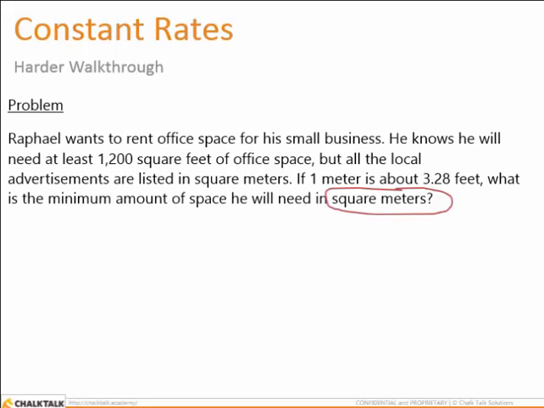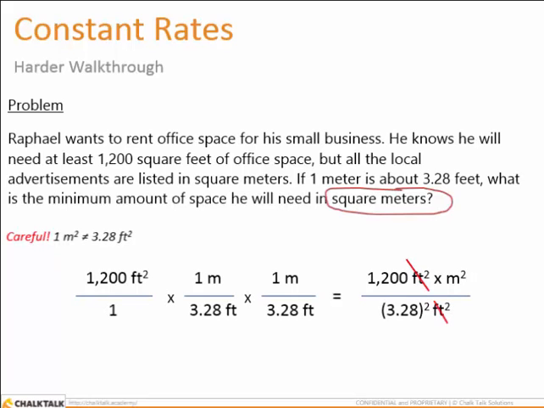The trick here is that although 1 meter is about 3.28 feet, 1 square meter is not about 3.28 square feet. What we actually have to do is multiply our original value in square feet by the conversion factor twice in order to cancel out the feet squared. So we put 1,200 square feet over 1 and multiply it by 1 meter over 3.28 feet, and then we repeat. Square feet cancel out, and we're left with 111.5 meters squared.